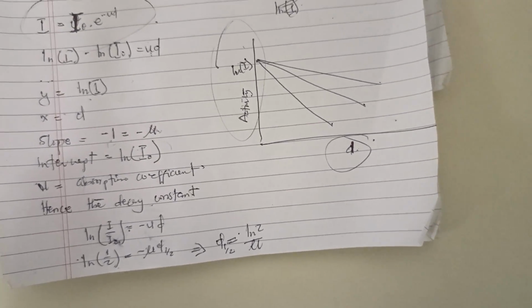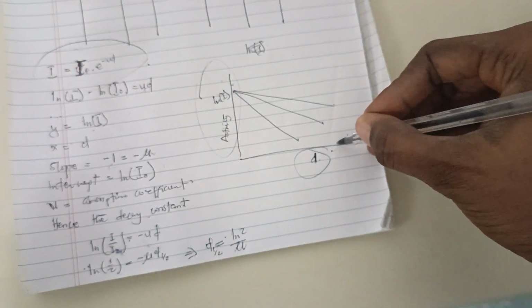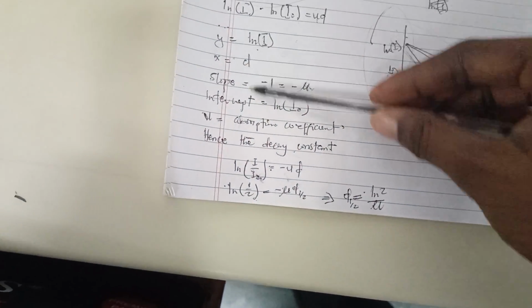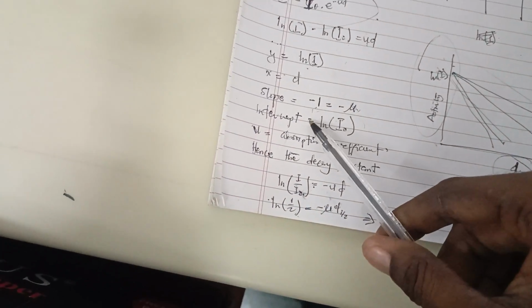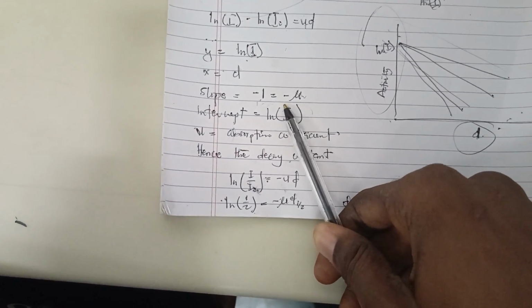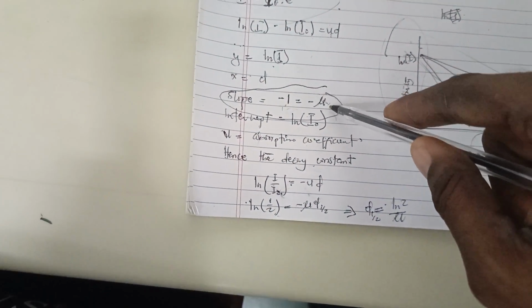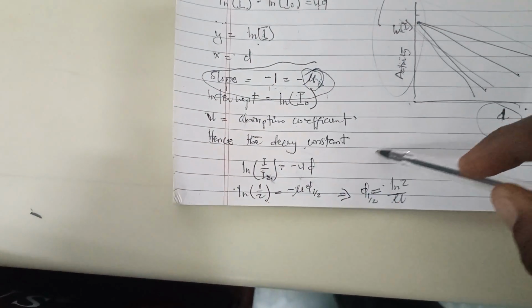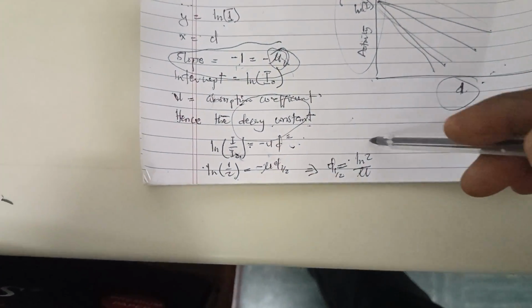Because the lines we'll be getting, if we are plotting all the absorbers on one graph, will look something like this, right? So this against D, and then the slope should be -1. This represents the slope, where this is our absorption coefficient. Hence we can find the decay constant for the experiment.